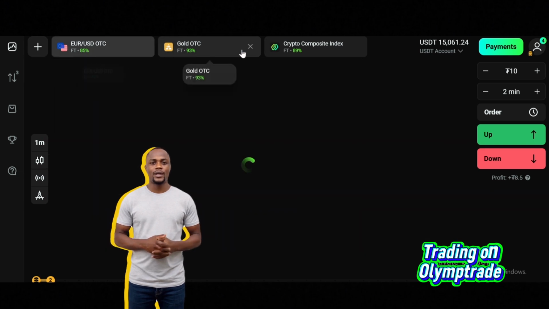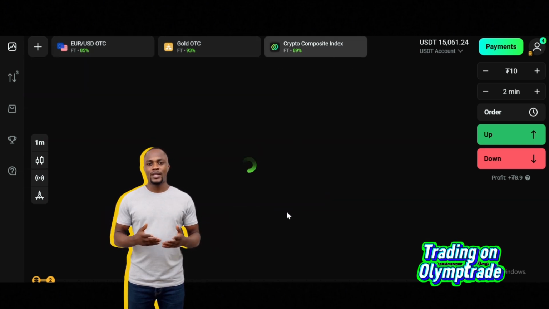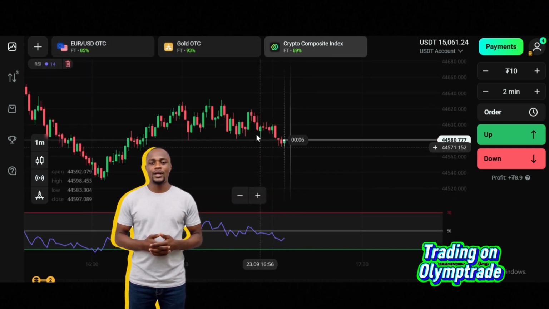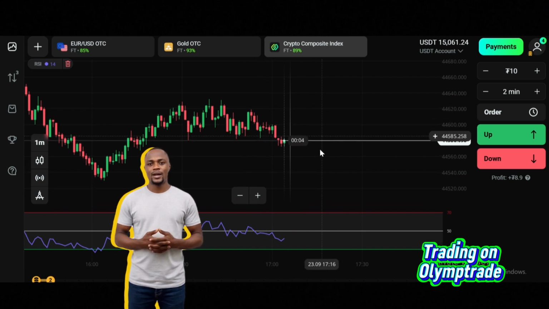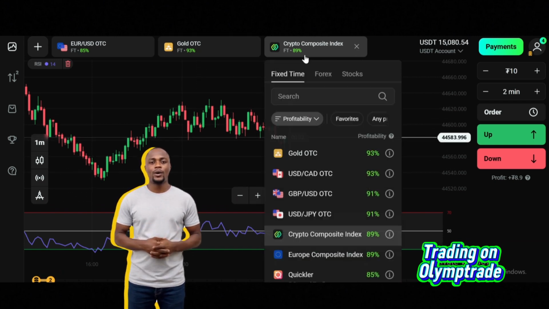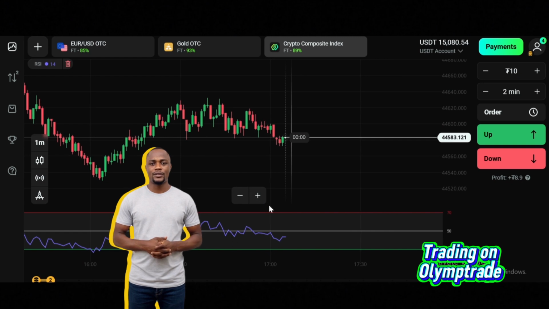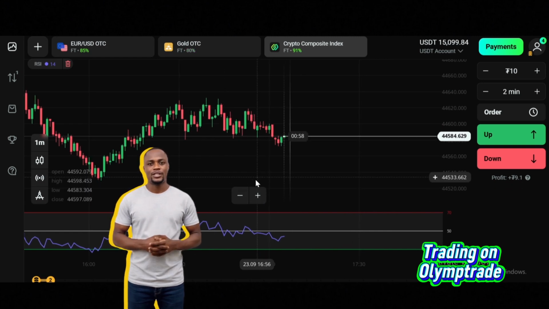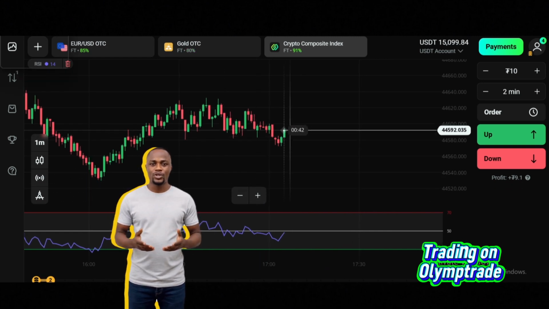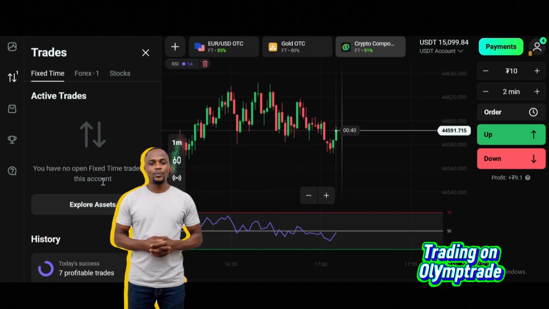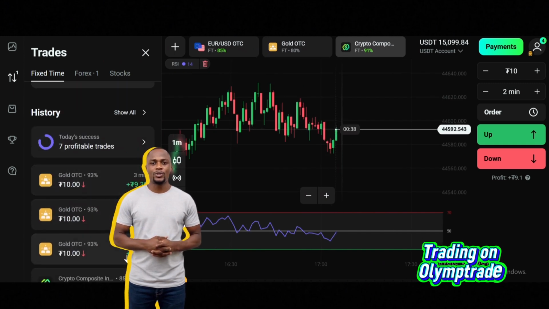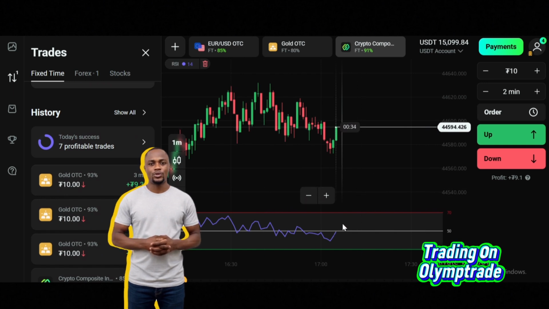If you follow the RSI rules with discipline, you'll notice how much more confident and steady your trading becomes. So take your time, trust the process, and let RSI guide you toward better trades. With patience and consistency, you can turn this simple but powerful strategy into one of your most reliable trading tools on Olymptrade.